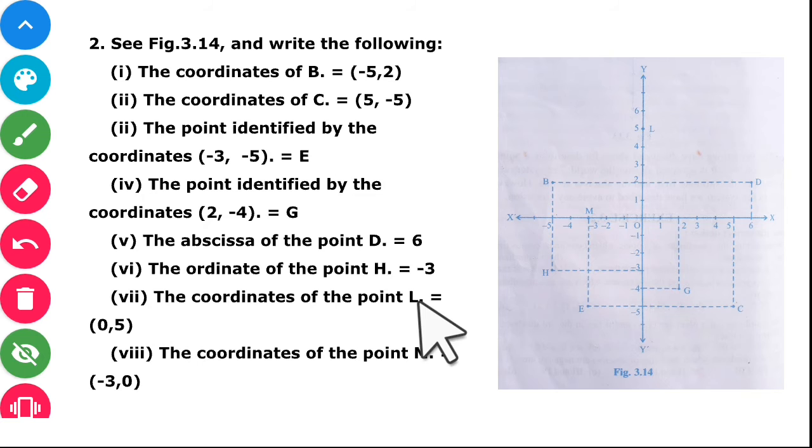Question number 7, the coordinates of the point L, in which abscissa is 0 and ordinate is 5, so (0, 5). Question number 8, the coordinates of the point M, which is this, in which abscissa is -3 and ordinate is 0. So our answer is (-3, 0).